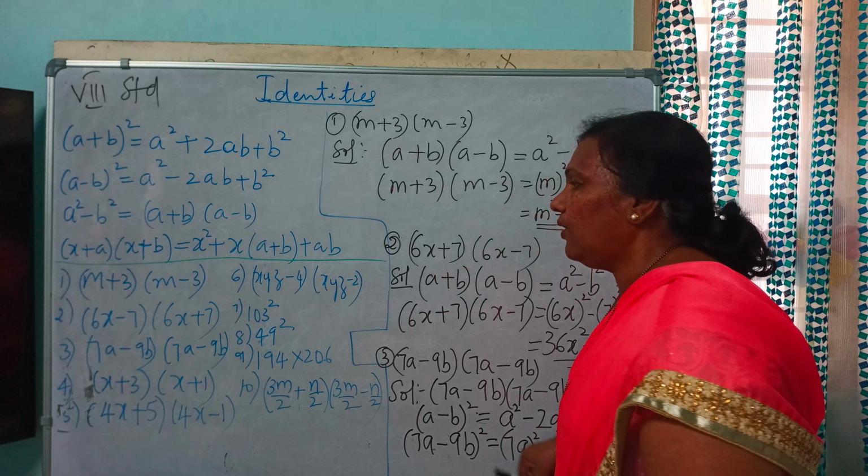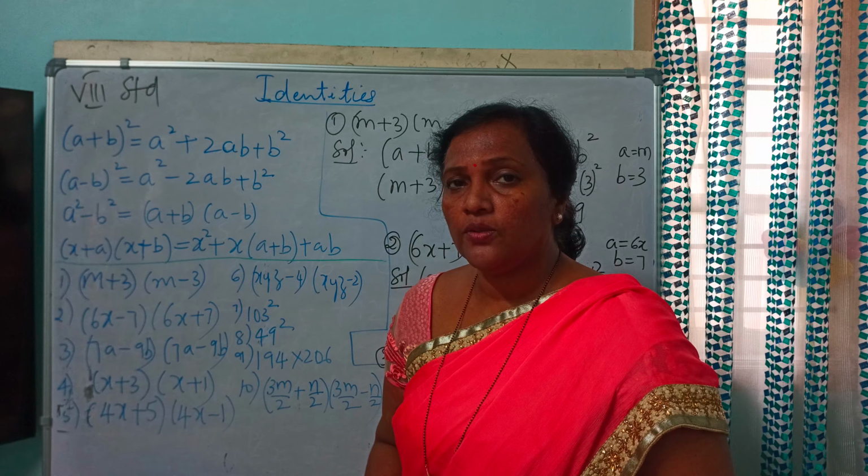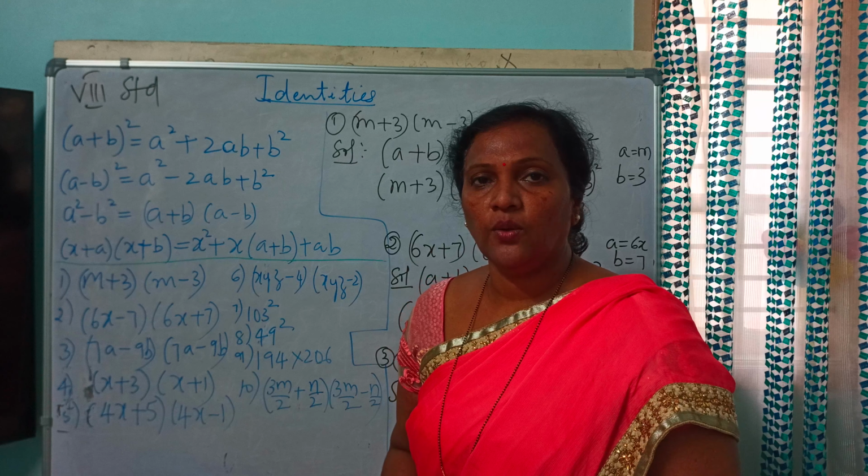Now, a few problems I have put here. m plus 3 into m minus 3. First, what you have to do? You have to say all the four identities. Which identity can you use in order to solve this problem? You have to find the product. But which identity you have to use, that you should be able to identify. If you are able to identify which identity to use, 50% of the work is over.